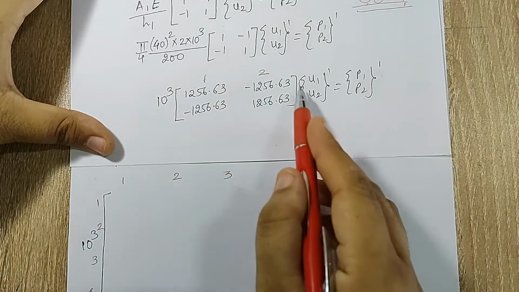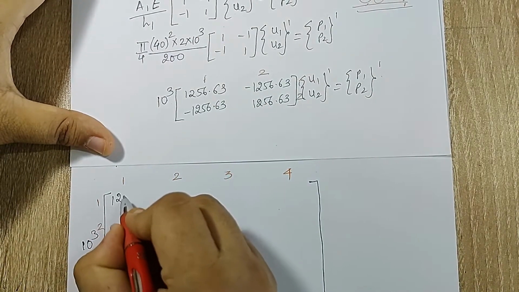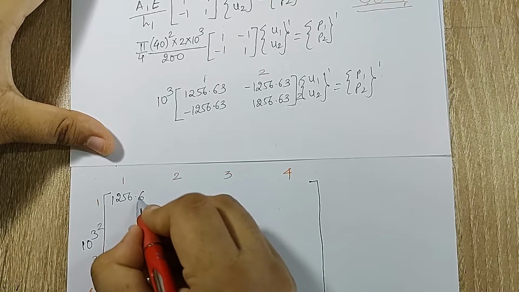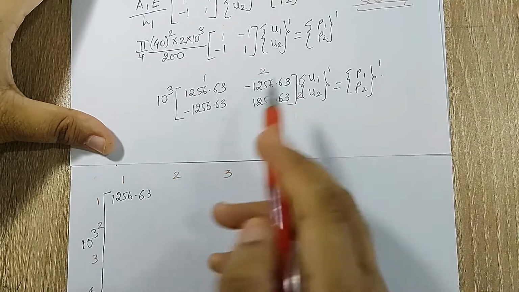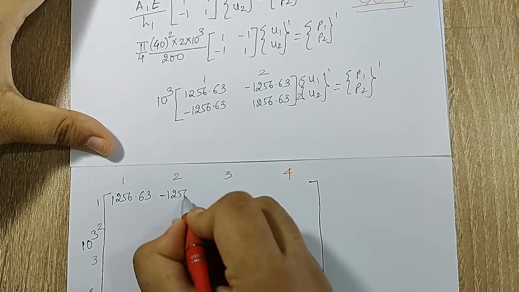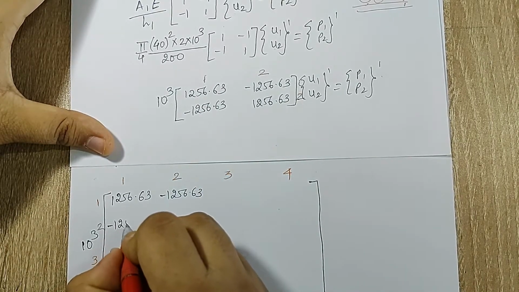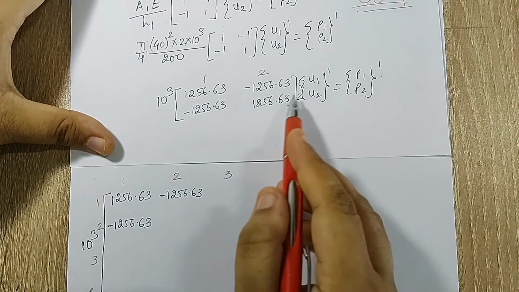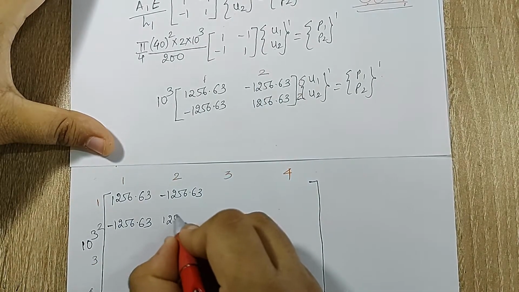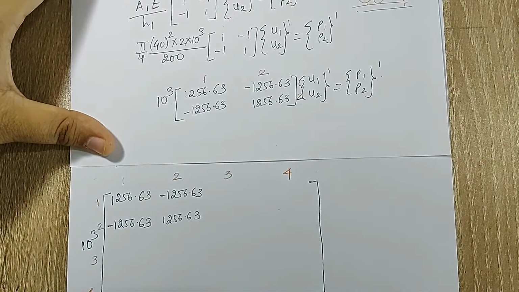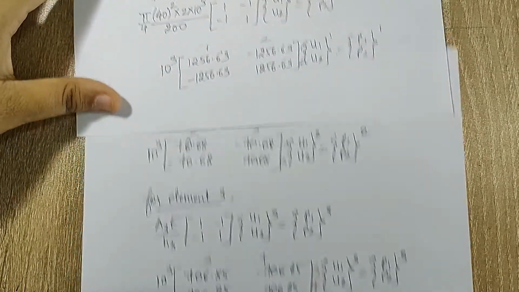So I start with 1, 1 being 1256.63. 1, 2 is minus 1256.63. 2, 1 is minus 1256.63, and 2, 2 is 1256.63. Next, I'll go for element 2.